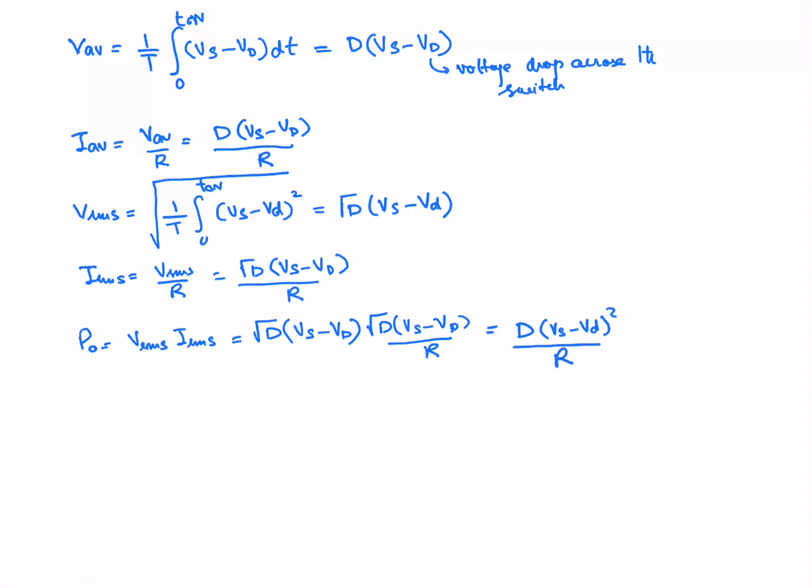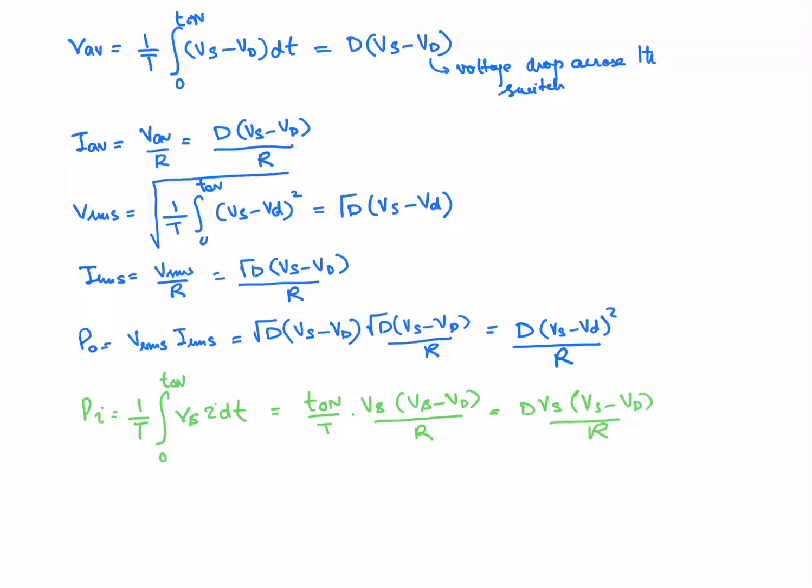R, right? And now if we look at the input power, so input power will be equal to 1 by time period from 0 to T on Vs into I dt. Vs is the supply voltage and the I is the current that is delivered by our source. So that is equal to T on by T into Vs minus Vd divided by R. So this can be written as D into Vs minus Vd by R. So this expression will give you the input power.